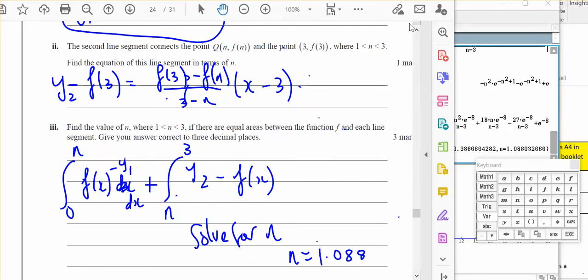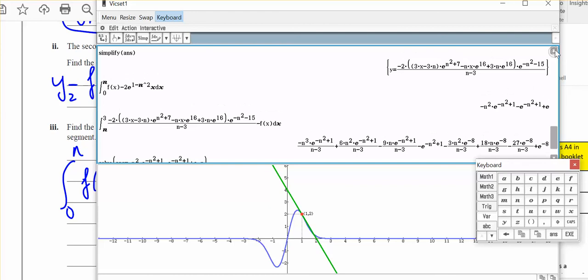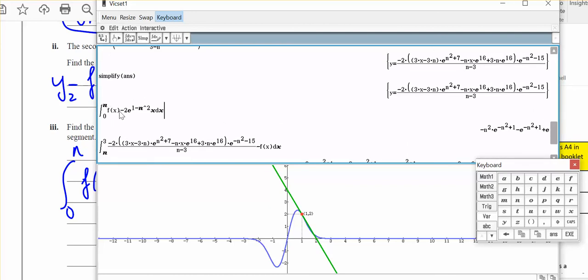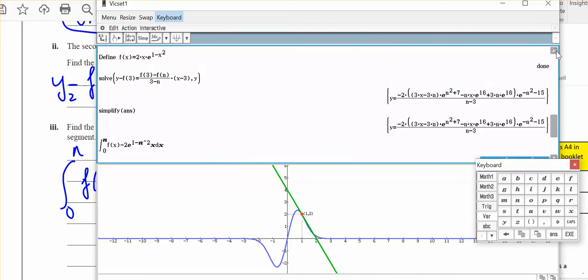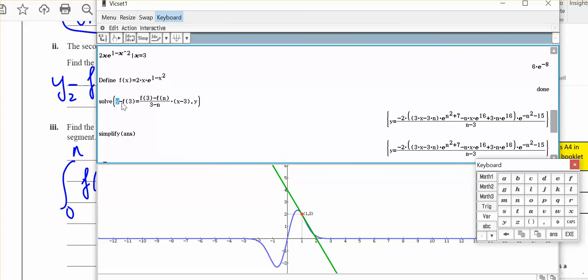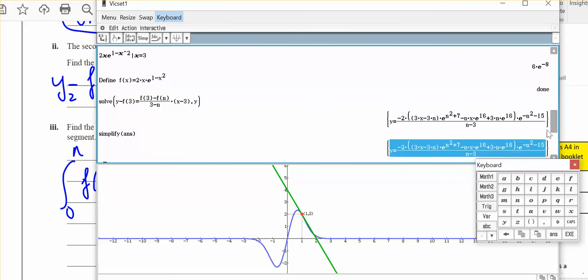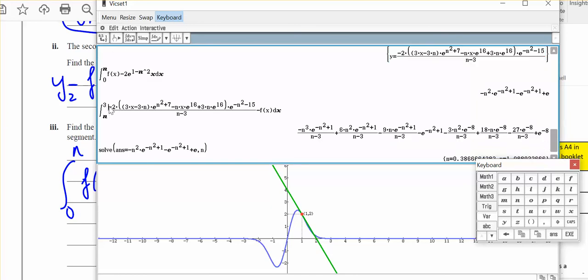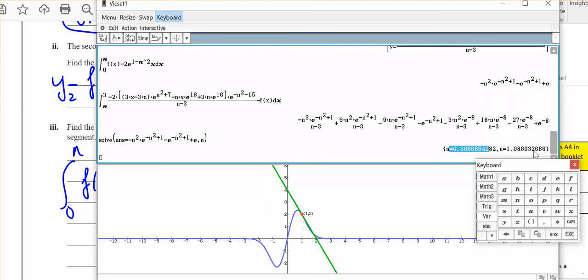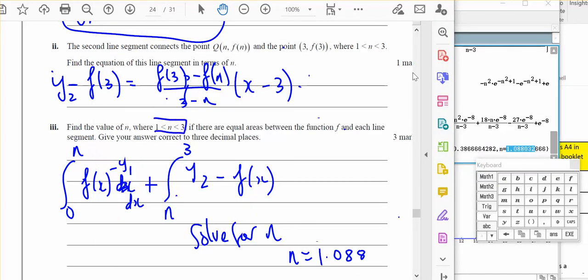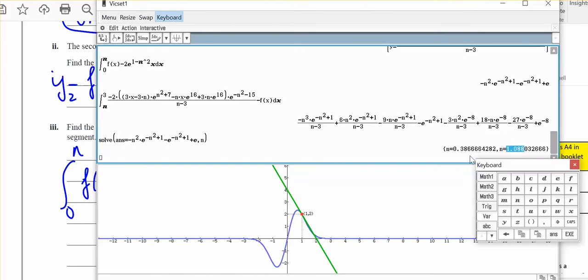Okay, so I've placed this on my calculator and I'll show you what I did. Right up here, I've got from 0 to n of f of x minus my line, and that gave me this expression, which is the first area on the left. For the next one, I have defined my function, and then I've got my second line, which is this here, that gives me this. I've now taken the integral from n to 3 of that minus f of x dx, to give me this. And this minus my first answer, solve for n, gives me two answers. And since n has to be between 1 and 3, I'm going to take the answer which is 1.088, not 0.38.